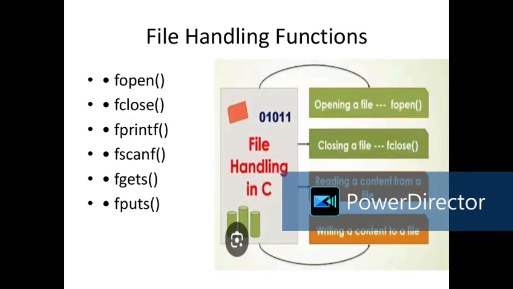File handling functions. C provides several built-in functions for working with files. Here are the most commonly used ones. fopen: open or create a file. fclose: close a file. fprintf: write formatted output. fscanf: read formatted input. fgets: read a line from a file. fputs: write a string to a file. Each function performs a specific role.